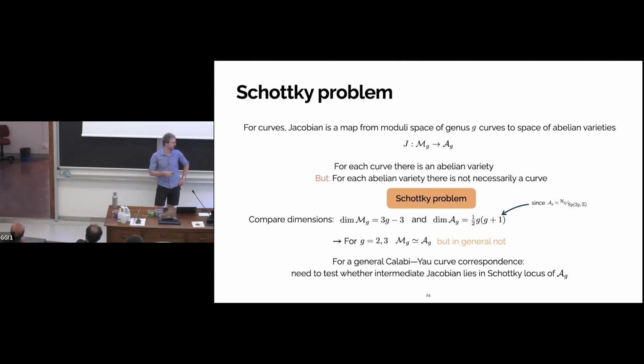So essentially, you then have to test whether the intermediate Jacobian that you have just constructed lies on what you can call the Schottky locus, the space of abelian varieties that define curves. And this is the non-trivial part. So far, we don't know whether this will always be the case for Feynman integrals. In general, this is something interesting to look into.